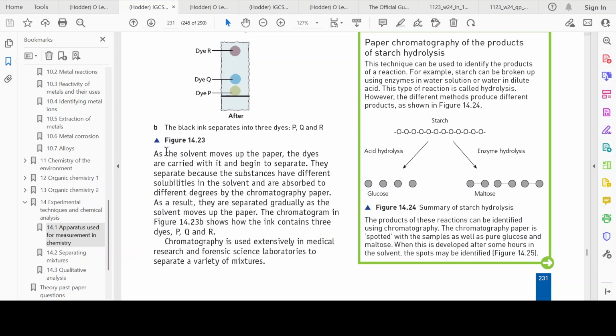So as the solvent moves up the paper, the dyes are carried with it and begin to separate. They separate because the substances have different solubilities in the solvent, right? So depending on how soluble that particular dye or whatever substance it is that you're testing is in the solvent that you've chosen, it will travel a different distance. The less soluble it is, the less it will travel. The more soluble it is, the further it will travel.